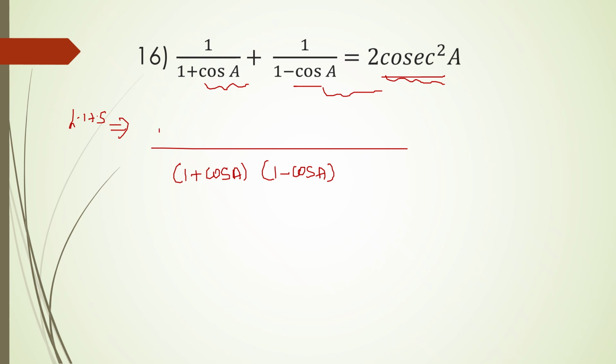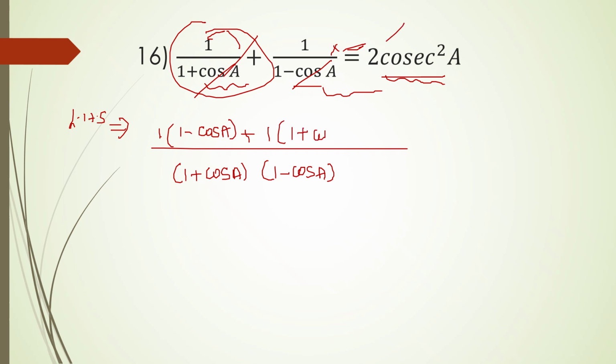So now here, 1 into what is left over. When I multiply this whole fraction with the LCM, this 1 plus cos A and 1 plus cos A will get cancelled. So we are left with 1 minus cos A. And for the second term, if I multiply with the LCM, 1 minus cos A and 1 minus cos A will get cancelled. So we are left with 1 plus cos A. 1 into anything is going to be the same. So 1 minus cos A plus 1 plus cos A.